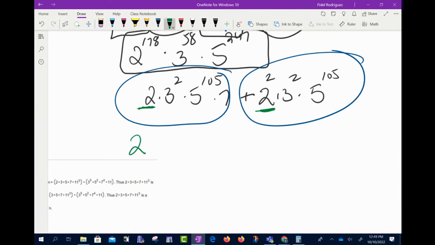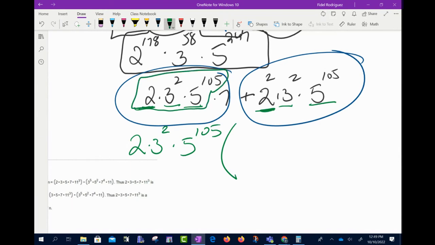So look, I'm going to take away a 2. And they both have a 3 squared, so I'm going to take away a 3 squared. And they both have a 5 to the 105th, so I'm going to take that away. Now, do y'all agree we took everything away from here except what number? The 7. So the 7 is going to stay right there.